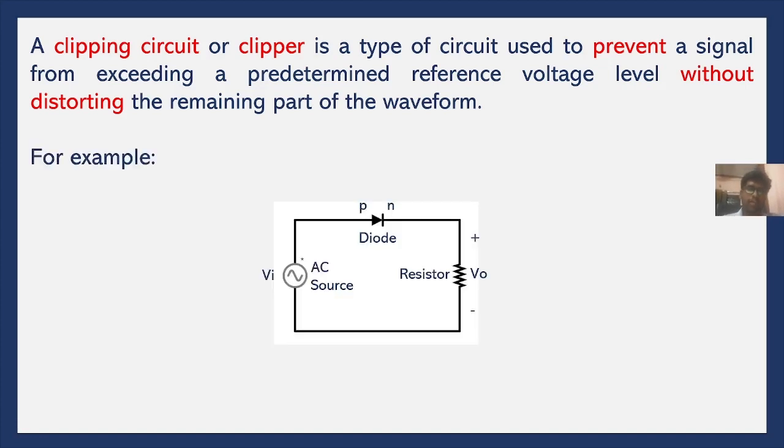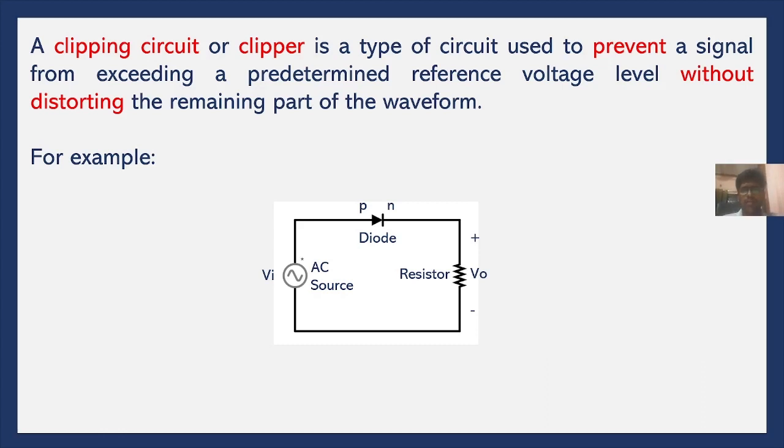So for example, if we look at a simple clipping circuit or clipper, there is a diode and a resistor, and for input we will use an AC source. AC source means it will input the sinusoidal signal which oscillates at a certain frequency. So the AC source is connected with the diode and the diode is connected with the resistor or load, and across the load we will get the output voltage.